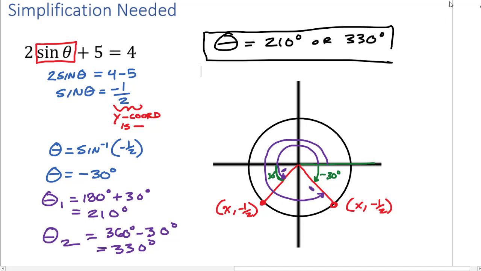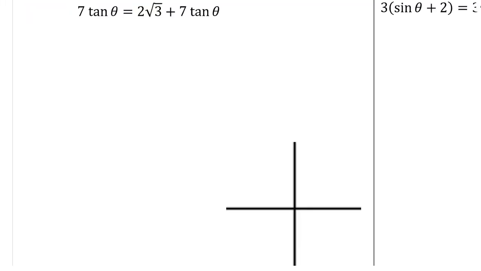All right, let's do a few more. We're going to do about 4 more. Each one's going to have a little bigger challenge than the last. Okay, we have one involving tan here, and like the previous one, it also requires simplification.